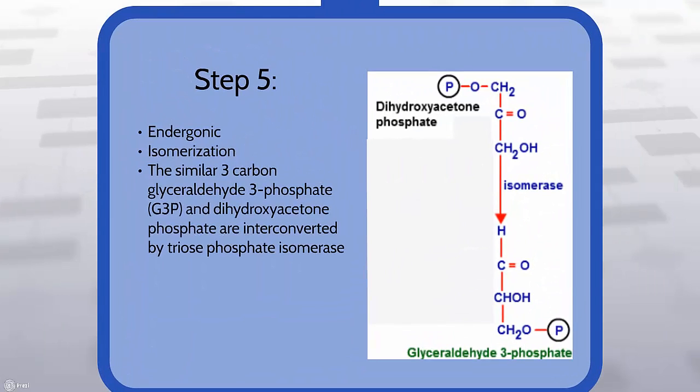From step 4 we have two 3-carbon molecules, glyceraldehyde 3-phosphate and dihydroxyacetone phosphate. The two are so similar that triose phosphate isomerase is able to isomerize one into the other in this slightly endergonic step.